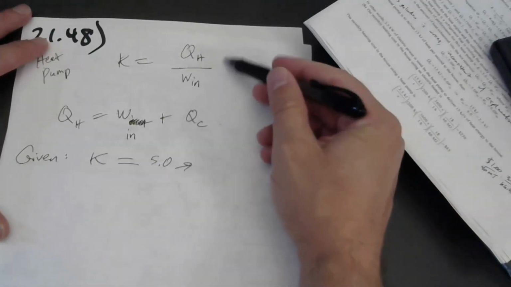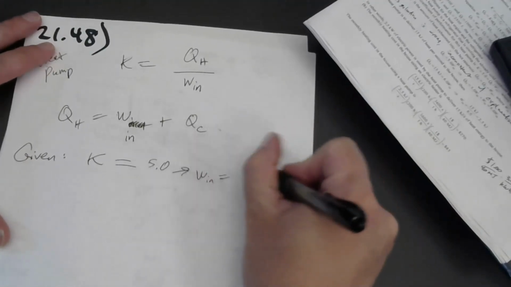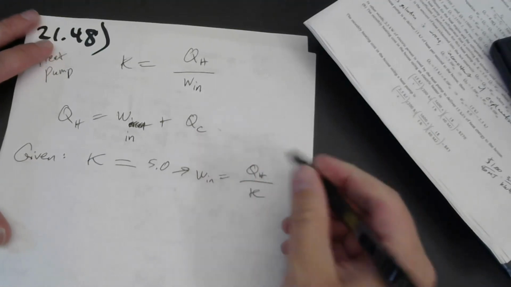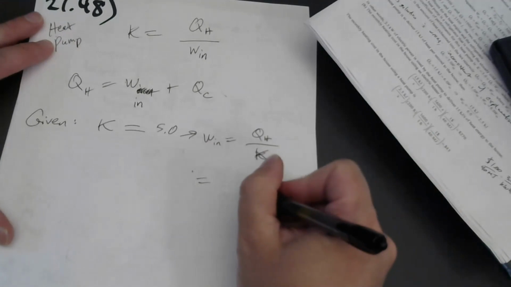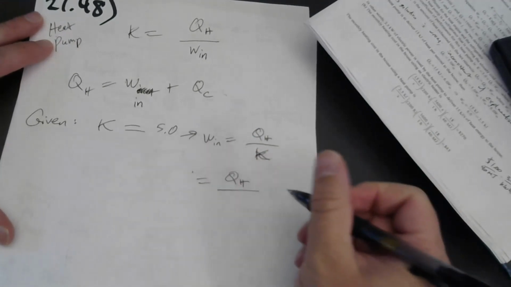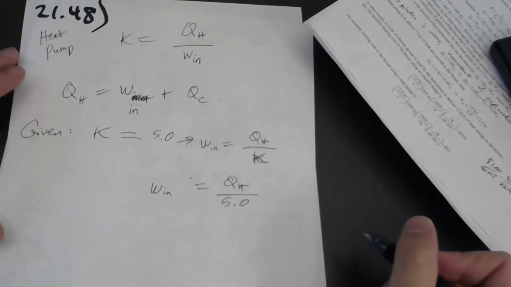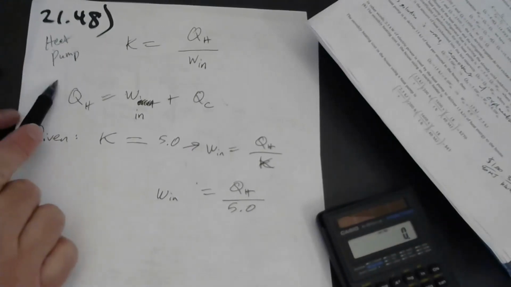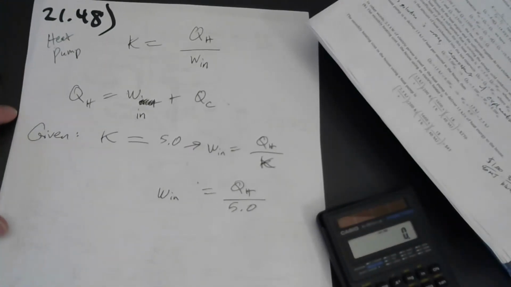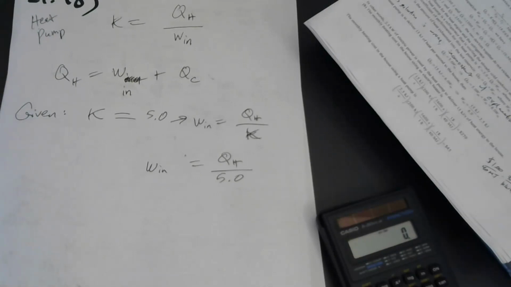So if I solve this for Wn, it will be QH over K. That's K for coefficient of performance. And that's QH over 5 for this particular problem. What they're asking us to do is contrast the power needs of a homeowner using this heat pump in the winter versus a homeowner who just uses heating coils, space heaters. I'm sure a lot of you have one of these at home. It's basically like a big toaster.